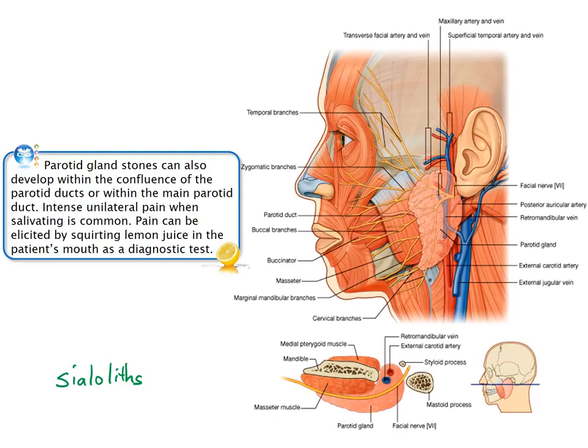A simple way to test for parotid duct stones is to place a drop of lemon juice on the patient's tongue. If pain is elicited upon salivation, then stones are likely. Another approach would be to take an MRI, for example, to see if calcifications are visible within the parotid duct or within the parotid gland.